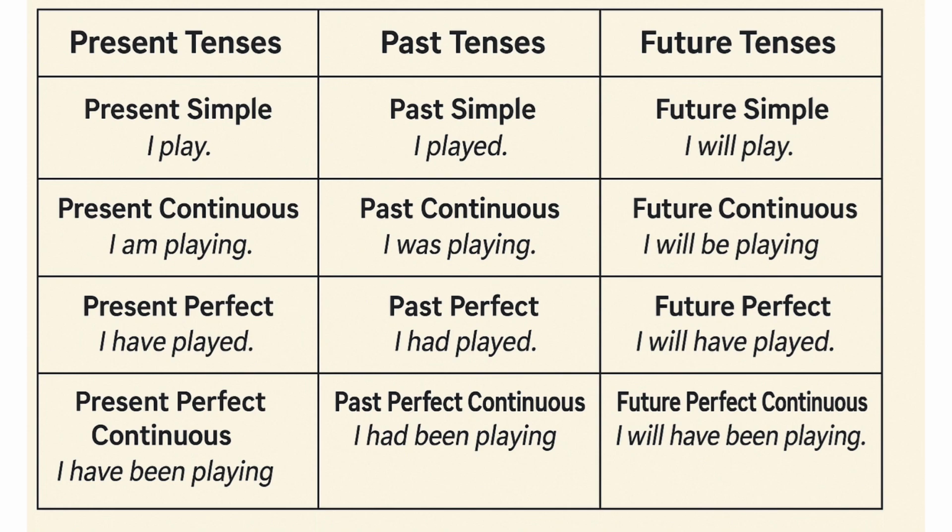So, all 12 tenses help us describe actions in different ways, whether they are habits, ongoing, finished, or continuing into the future. Mastering these tenses makes your English much clearer and more accurate.